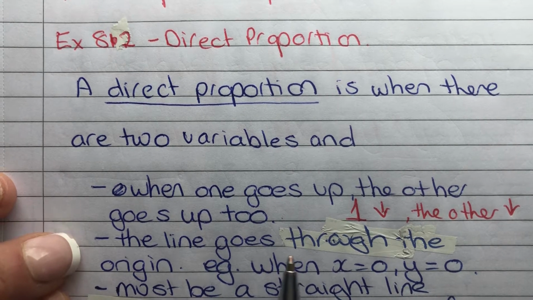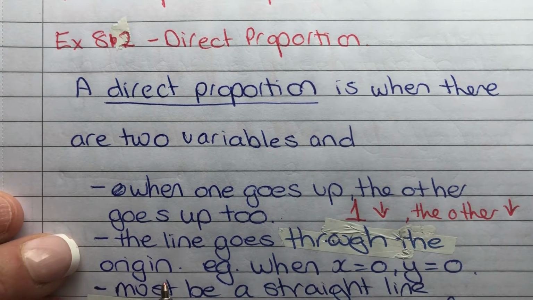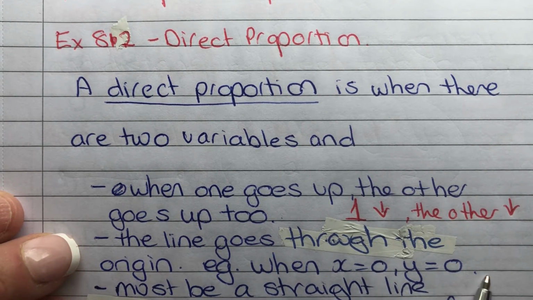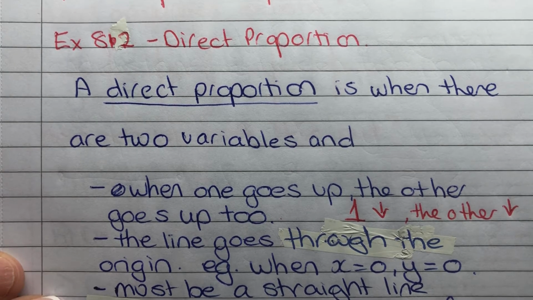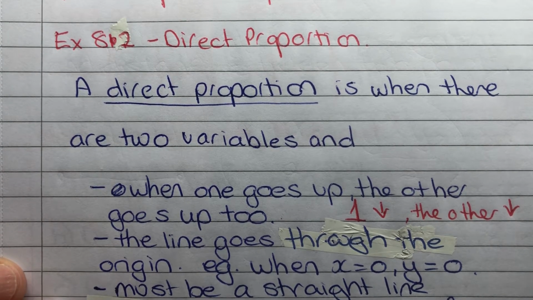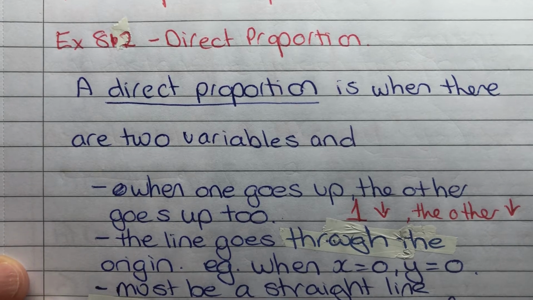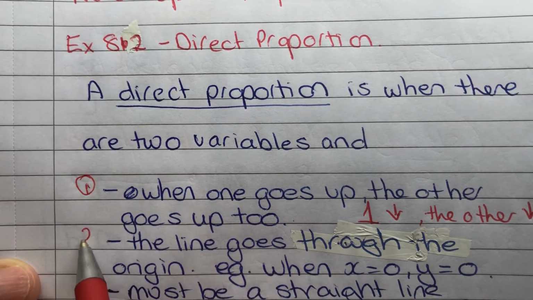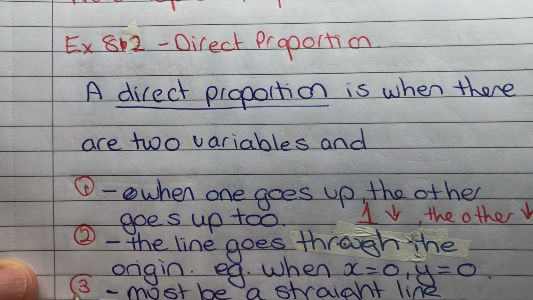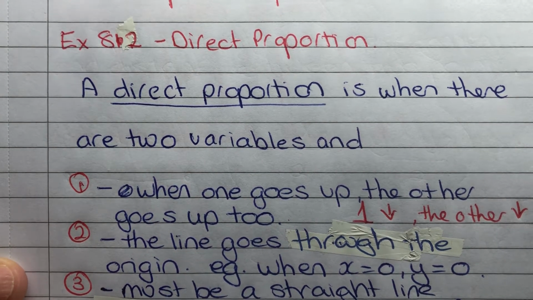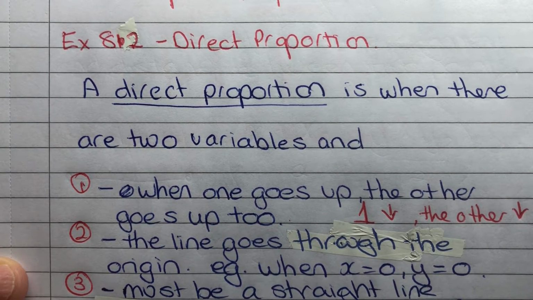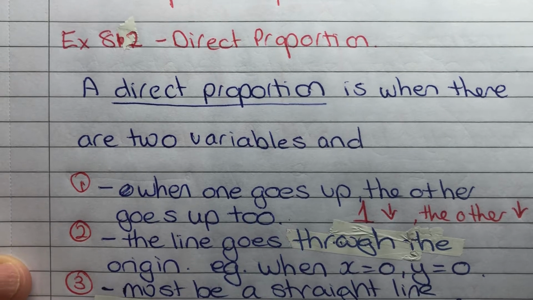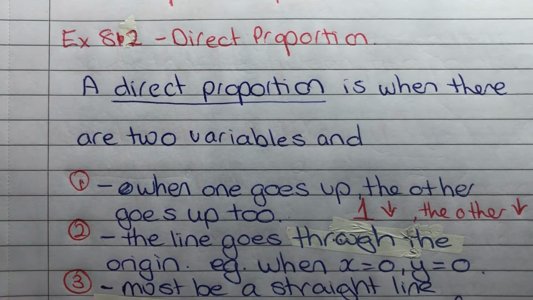The second thing is the line goes through the origin, so when x equals 0, y is equal to 0. And the third thing is it must be a straight line. So those things are hopefully pretty obvious. And if they're not, that's fine, because we're going to have a look at them right now. So please press pause and write that out. Probably the only thing I'm going to make you write, so please have it in your notes.